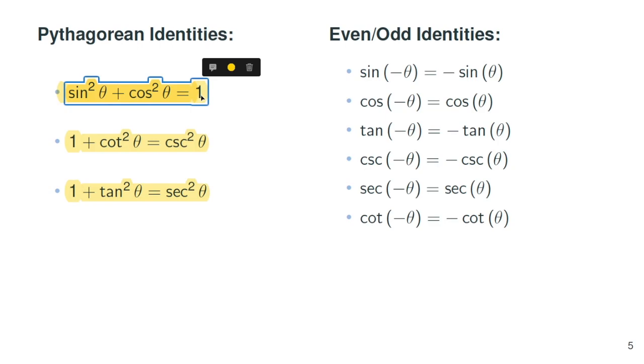1 over sine square gives us cosecant square. Okay, so essentially, if you remember this one, you can deduce the second one. Same for the third one.